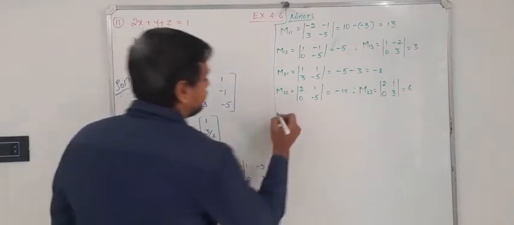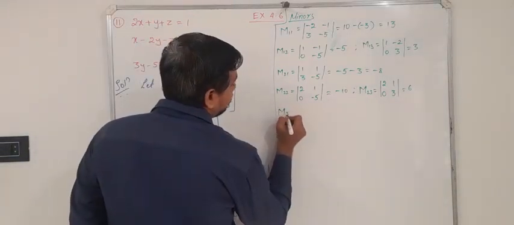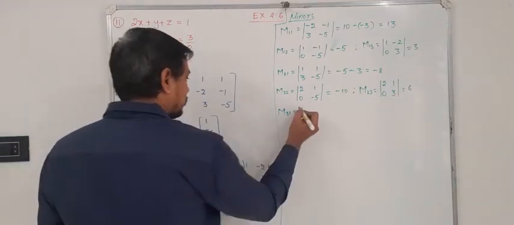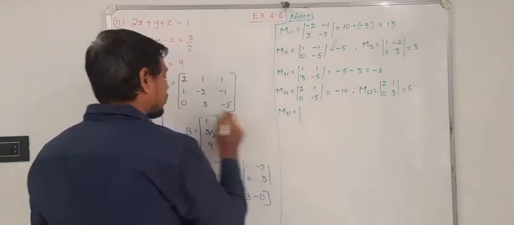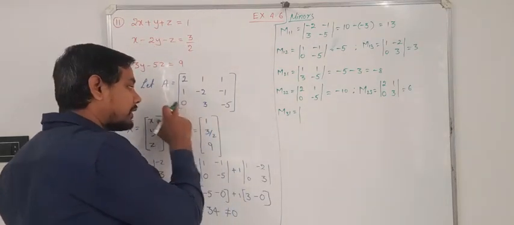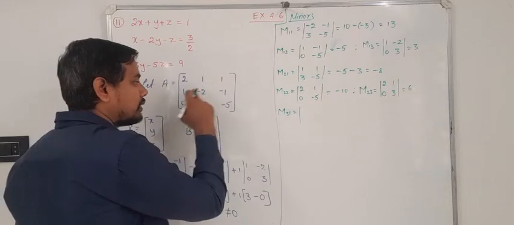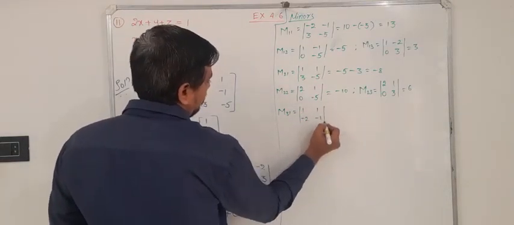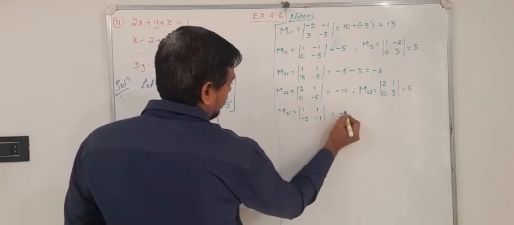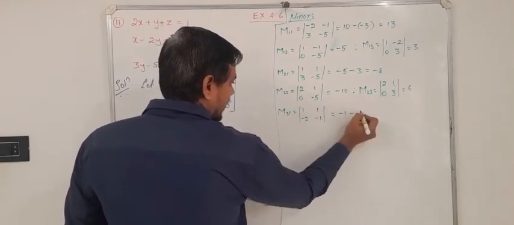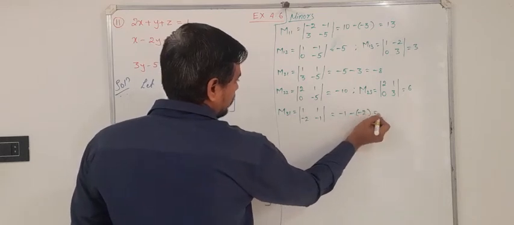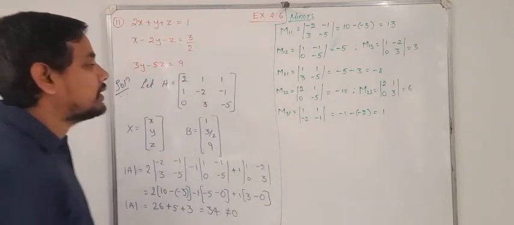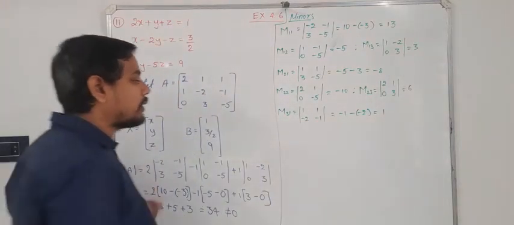Next, M31. M31 is what? Minor of A31, that is minor of 0, leaving the row and column containing this one: 1, 1, minus 2, minus 1. 1 into minus 1, minus 1, minus 2 into 1, minus 2. Minus 1 plus 2 is plus 1. Right? M31.